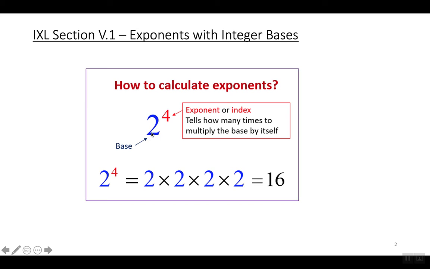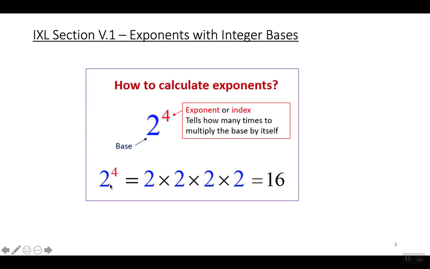When you have a number with an exponent, or it could be a variable, this number that's right here, or the variable that's right here, is called the base. And then this is the exponent, or the index. But usually we just call it the exponent. And that tells you how many times to multiply the base by itself.